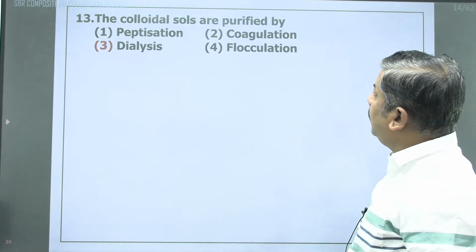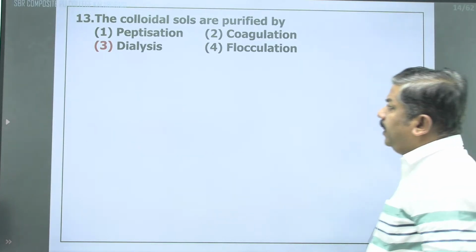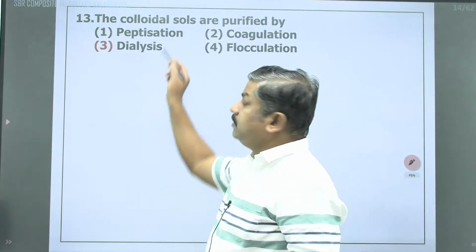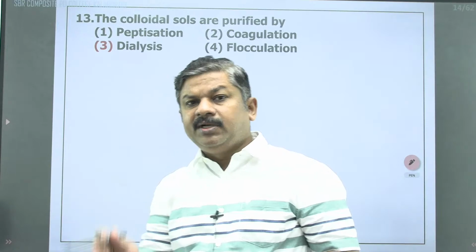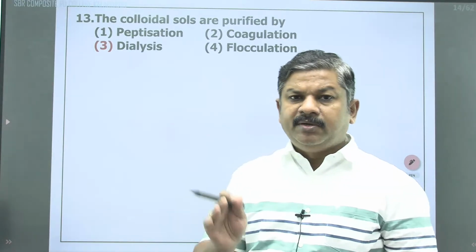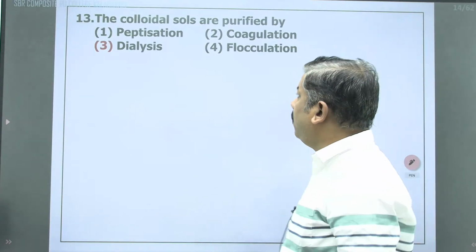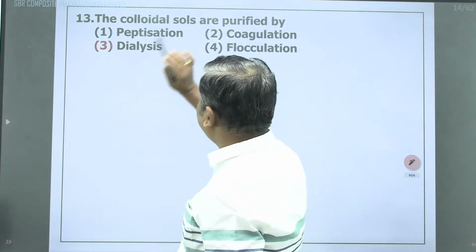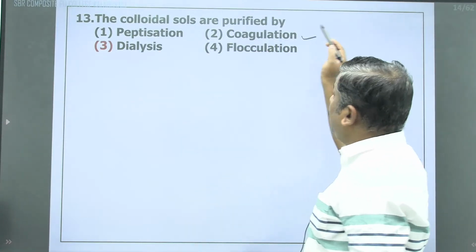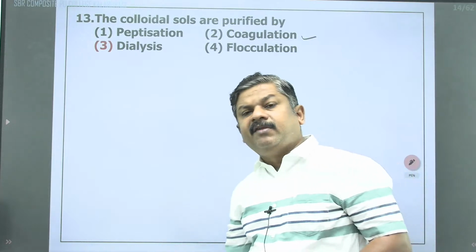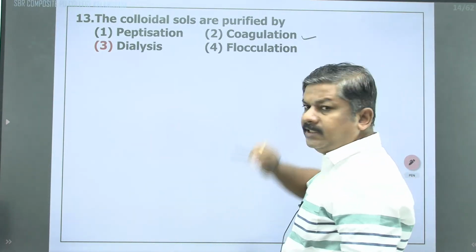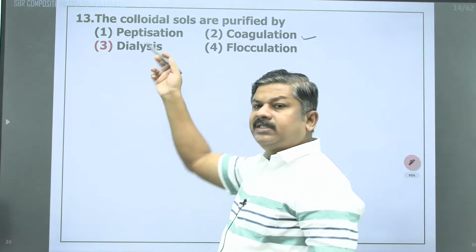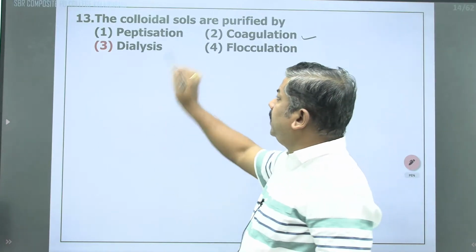Question number 13. The colloidal solutions are purified by what? First one is peptization. Peptization is a method of preparation of colloid. Conversion of a precipitate into a colloidal solution by adding a suitable electrolyte containing a common ion is called peptization. Coagulation is the process of conversion of colloid into precipitate. Conversion of colloid into precipitate is called coagulation, and conversion of precipitate into colloid is called peptization.